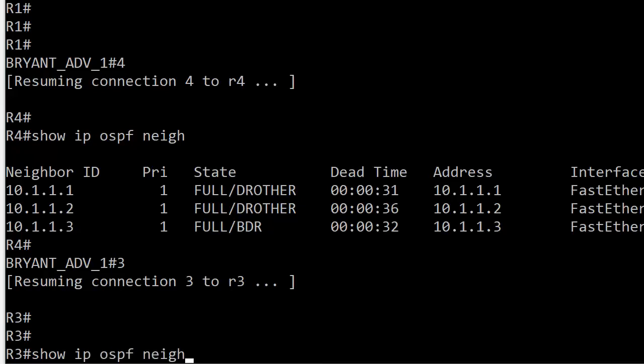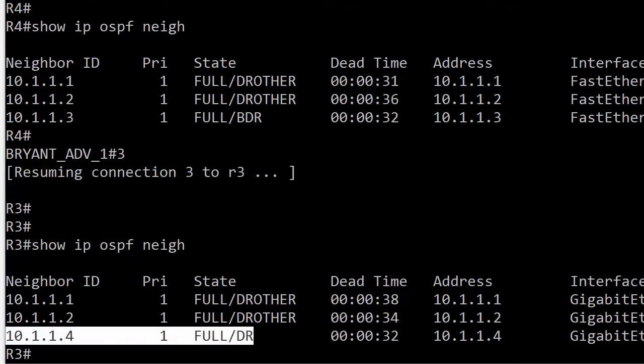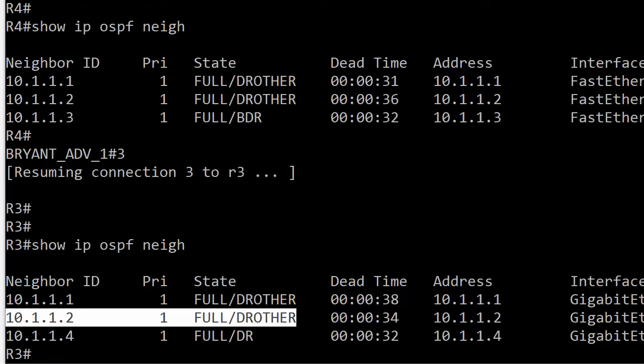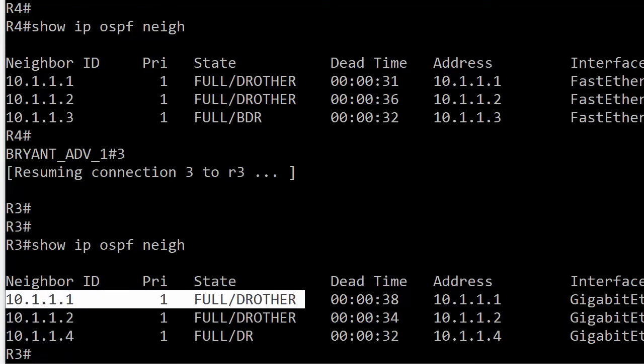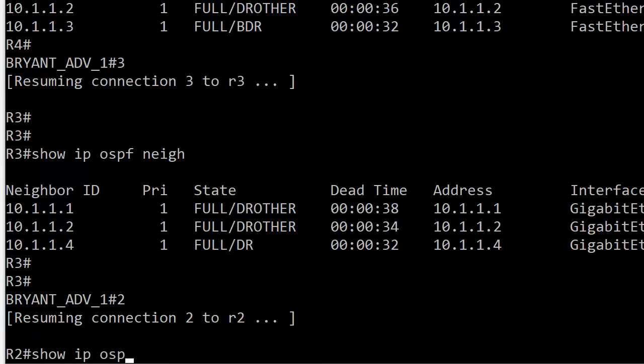Show ip ospf neighbor on router 3, much the same information here. It sees router 4 with a full adjacency and as the DR. Router 2, full adjacency, router 2 is a DR other. And router 1, full adjacency with that router, it's a DR other, which is, of course, other than the DR or BDR. So we trust but verify. We're going to go all the way around here.